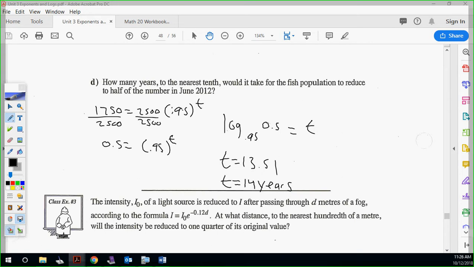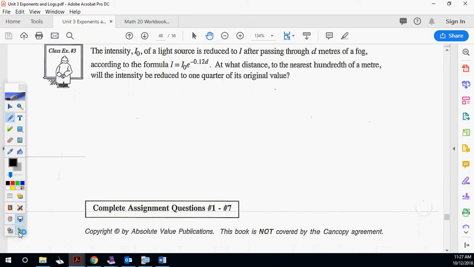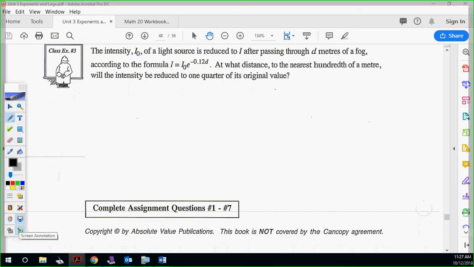All right, example 3. The intensity I0 of a light source is reduced to I after passing through d meters of fog according to the formula I equals I0 e to the negative 0.12d. So this is the natural number e. Remember, e is a value. Don't forget, if we're going to do logarithm stuff with e, we're going to think about ln. Just a heads up. At what distance, to the nearest hundredth of a meter, will the intensity be reduced to 1/4 of its original value?